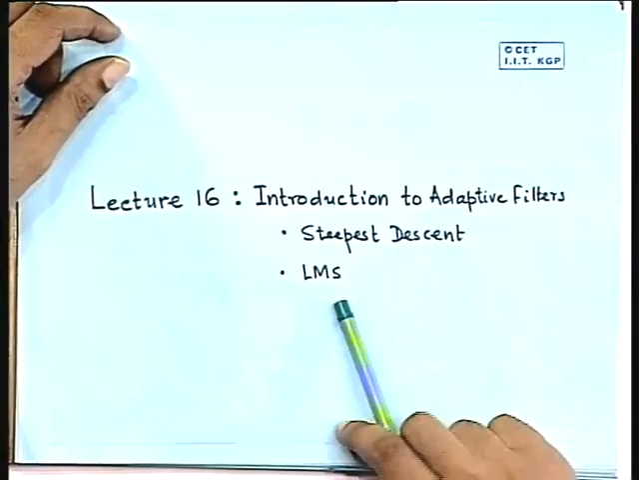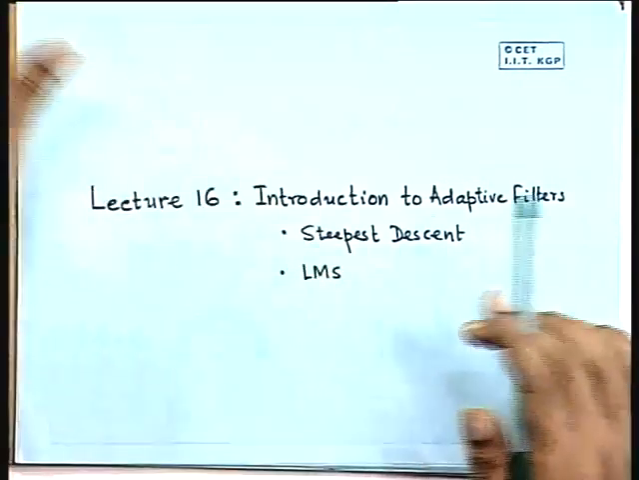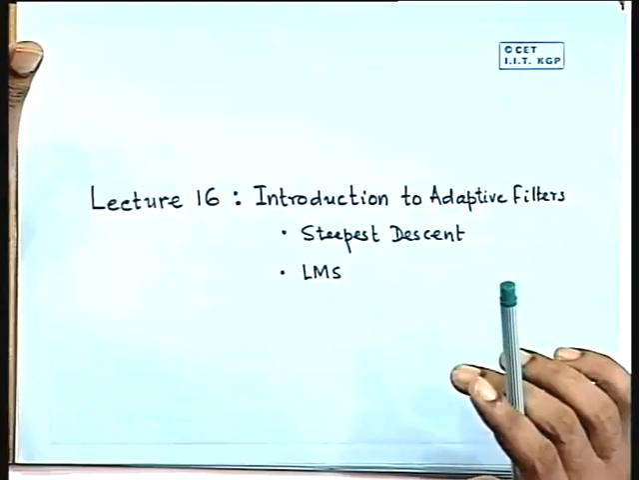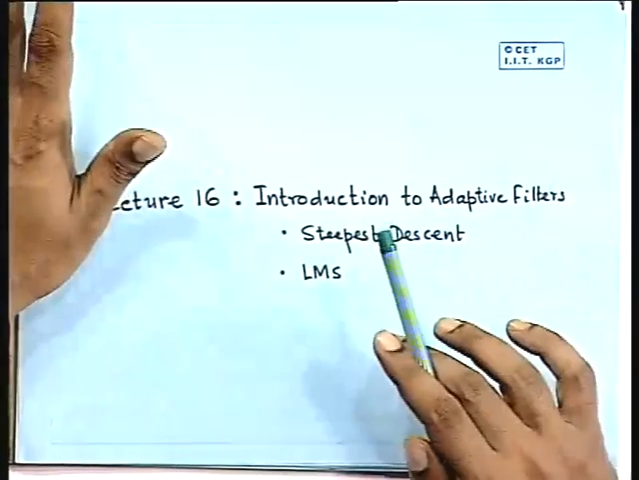You can have whole volumes and hundreds of papers written on adaptive filters, but we are not going to do all that. We are going to look at it in one class. So we will basically look at two major algorithms. One is called steepest descent and the other is called LMS. There are various other versions of adaptive filters which we are not going to consider in this course.